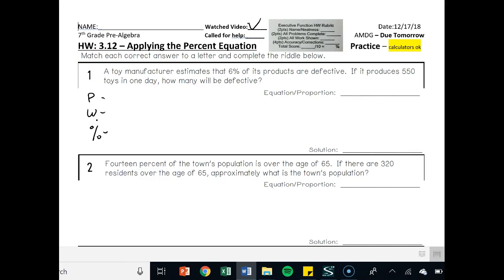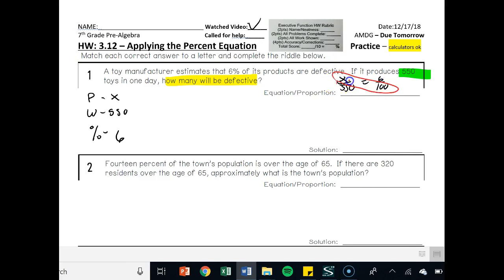So it says a toy manufacturer estimates that 6% of his products are defective. Hello, that's our percent. If it produces 550 toys in one day, how many will be defective? So we're trying to figure out how many will be defective out of 550, right? So our whole is 550, and then the defective part, which we don't know, that's our part. So our proportion here is x over 550 equals 6 over 100, right?